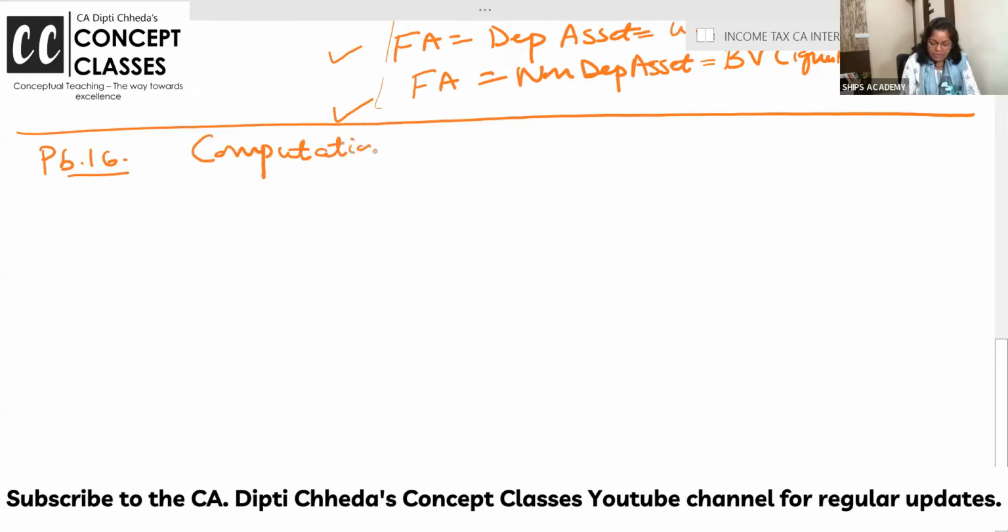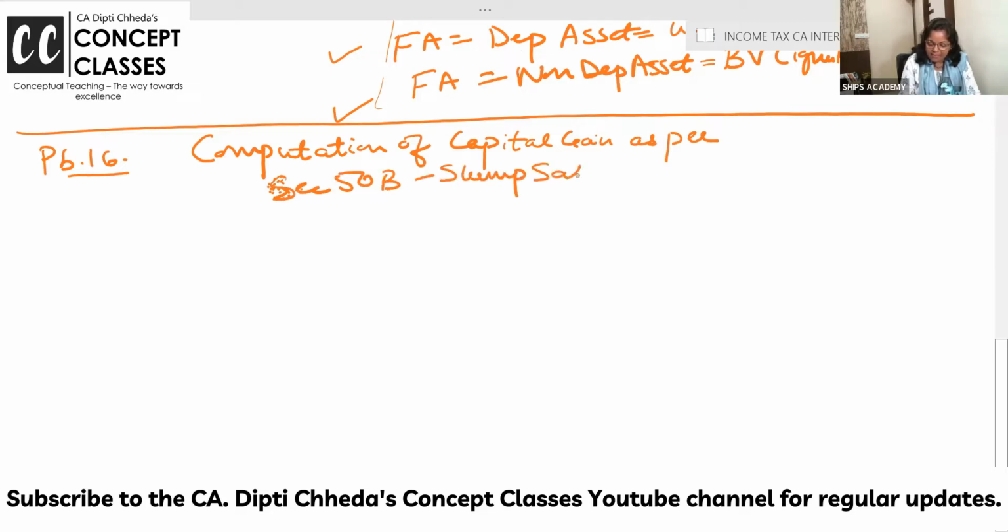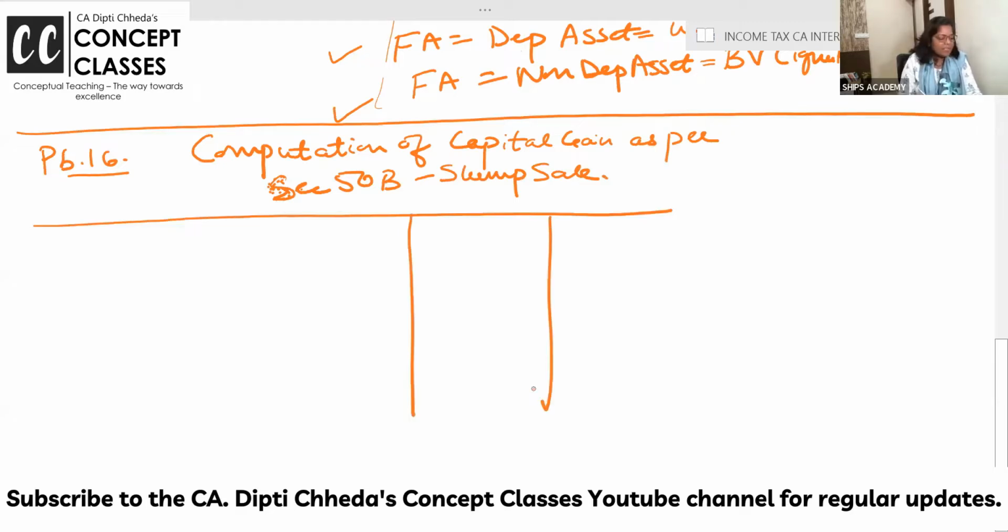Computation of capital gain as per section 50B slump sale. So very beautiful and very easy. Look at the time. How long will it take? First, I will write the sale consideration. How much is the sale consideration we should take?